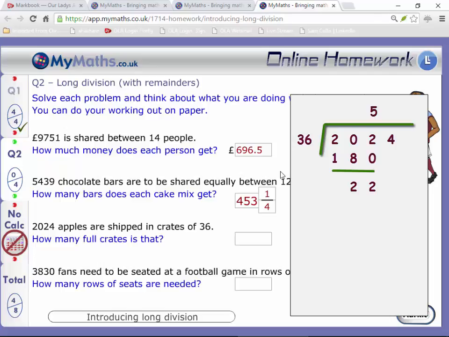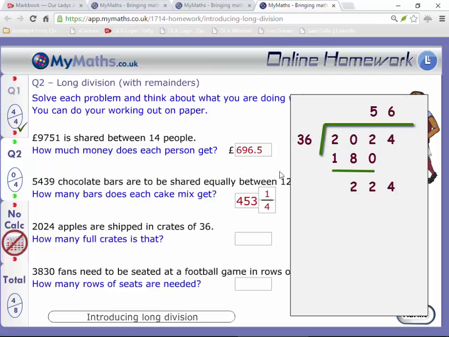Now I bring down the 4, remember I've got to get rid of all the digits, and the 4 will give me 224. Now I go back to what I was doing earlier. Remember I talked about 224 could be 200 or it could be 240. So again, it's either 5 lots of 36 or 6. I'm going to try 6 because I think it's closer to 6.